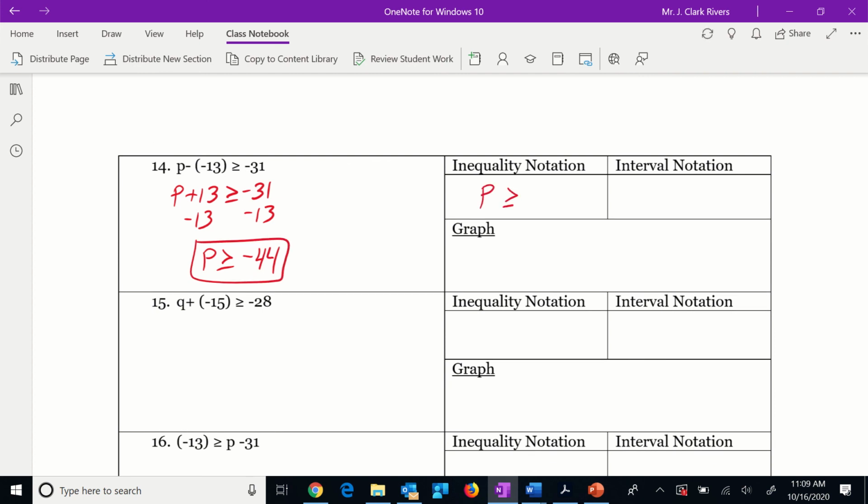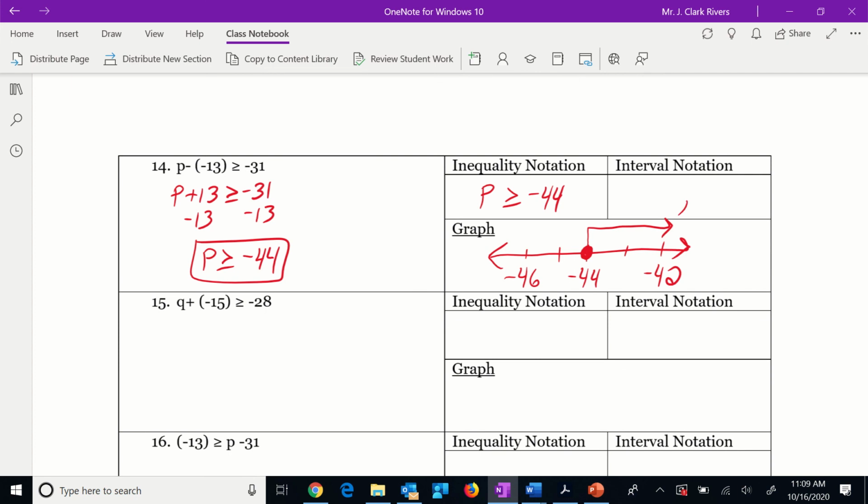The variable is on the left side. That is good. Interval notation, we'll get to that in a second. Let's first graph this. In the middle, we have negative 44. So that's negative 43, negative 42, negative 45, negative 46. P is greater than or equal to, meaning we have a closed circle at negative 44. Greater than or equal to, we're going to shade to the right.